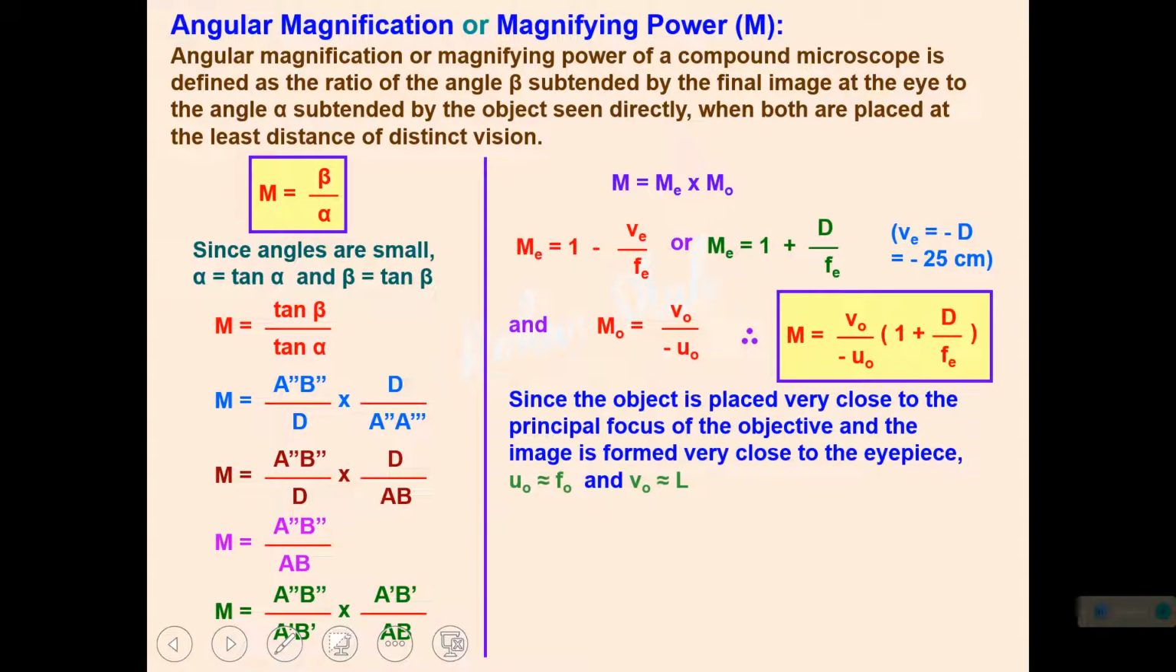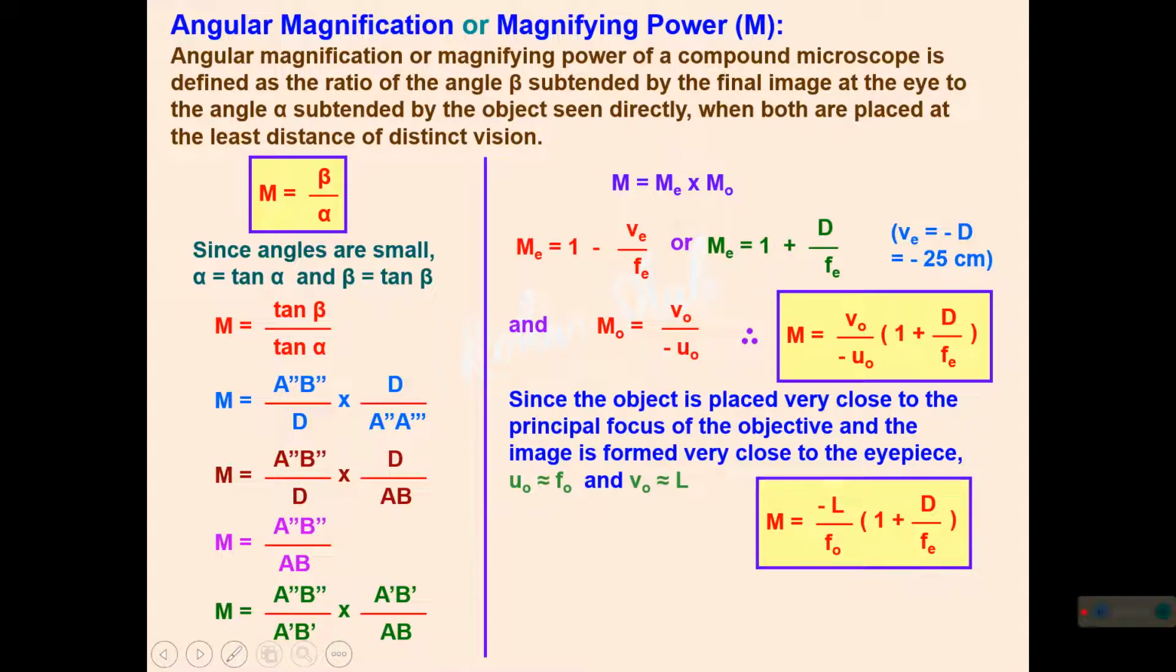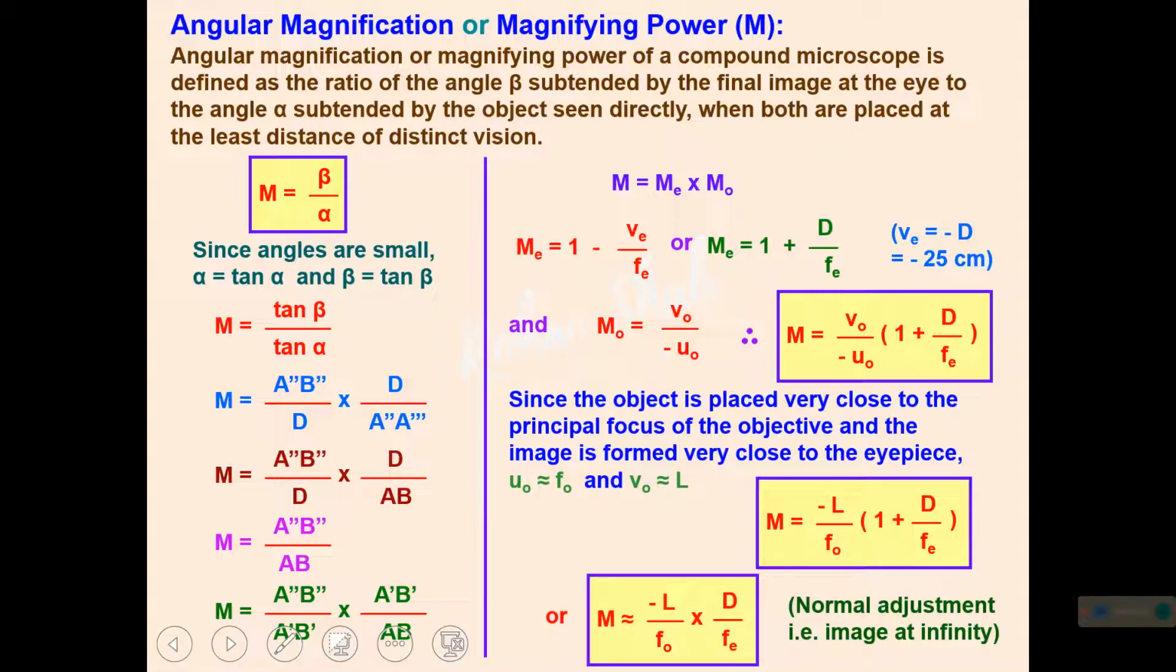Since the object is placed very close to the principal focus, the object has to be kept very near to FO, right next to it. This is the kind of arrangement. And the final image that is formed is almost at the distance between the two lenses, that is L. Okay. So ultimately, final magnification is minus L upon FO in bracket 1 plus D upon FE. Yes, you have to remember this for the numerical purpose.